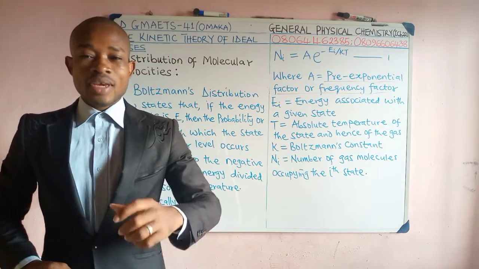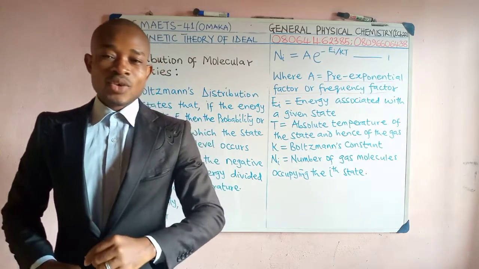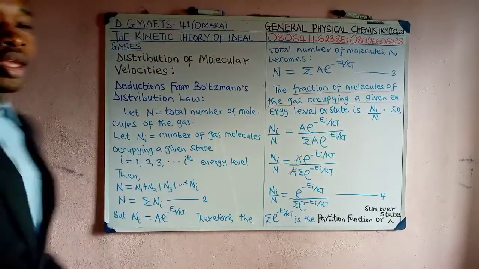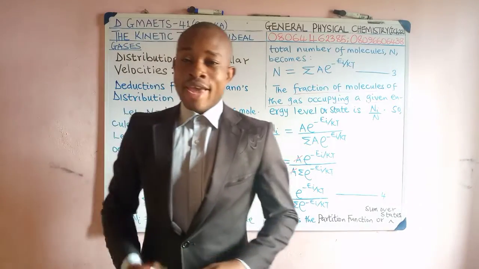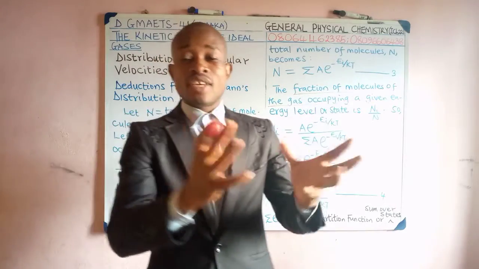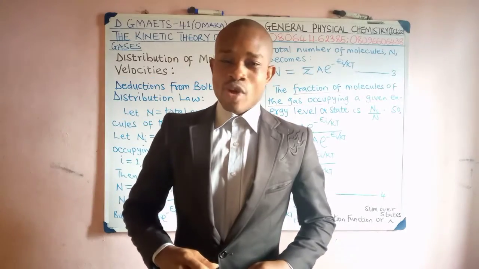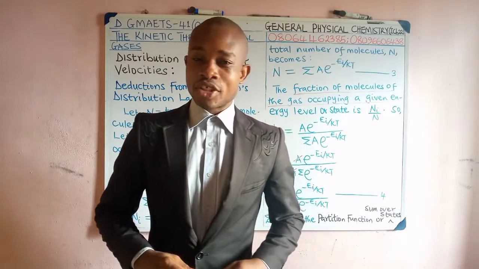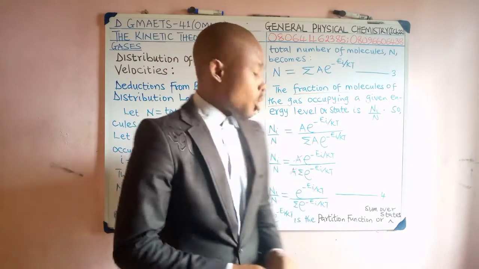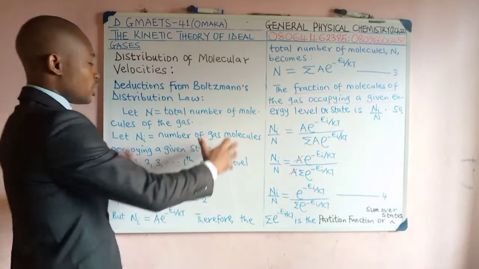We are also going to determine the partition function, also known as the sum over state. And then we shall find the value of the pre-exponential factor A. In this video, our aim is to determine the fraction of molecules occupying a given energy state following Boltzmann's probability distribution law. We are also going to establish a function known as the partition function, otherwise called the sum over states. Come with me, let's look at what we have on the board here, okay?